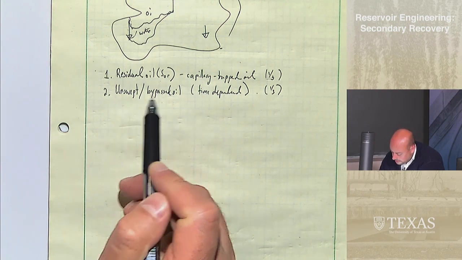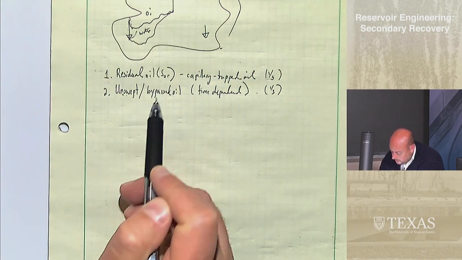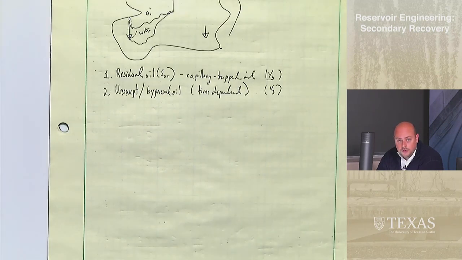By the way, you can do things in enhanced oil recovery as well to produce unswept oil. So you can use viscous polymers, for example. And then the viscous polymers are much less likely to bypass the oil like water is because they're more viscous.